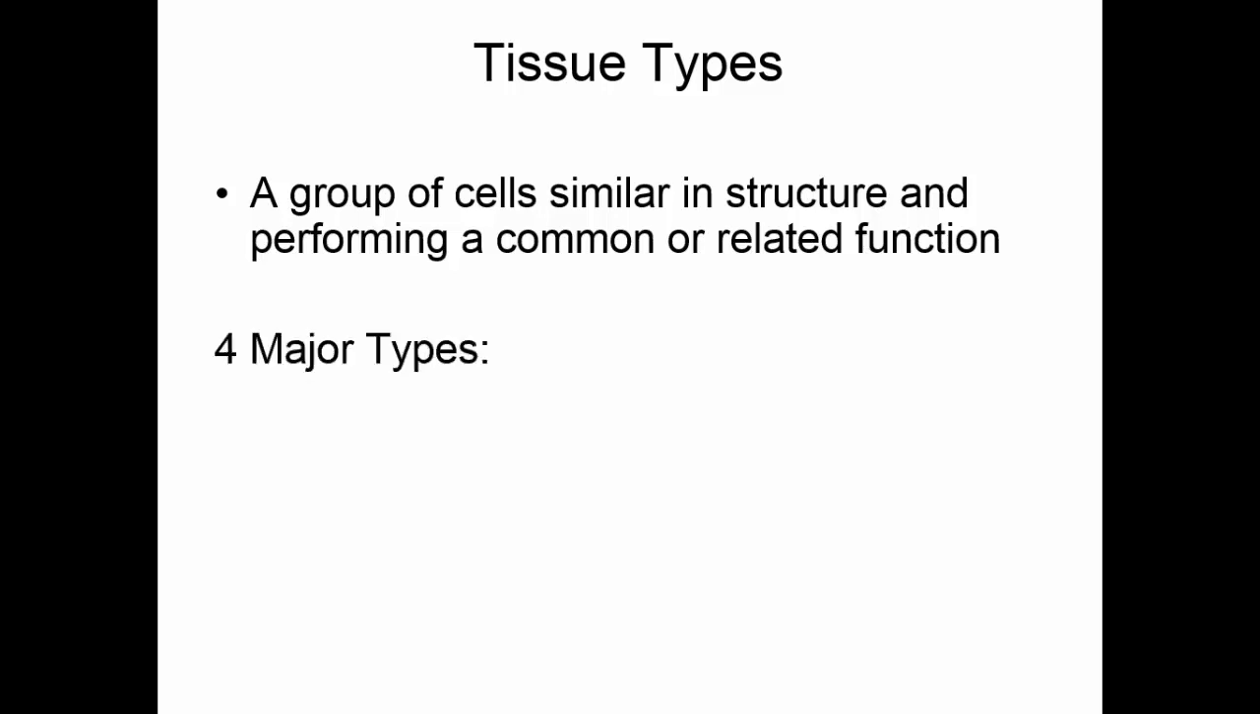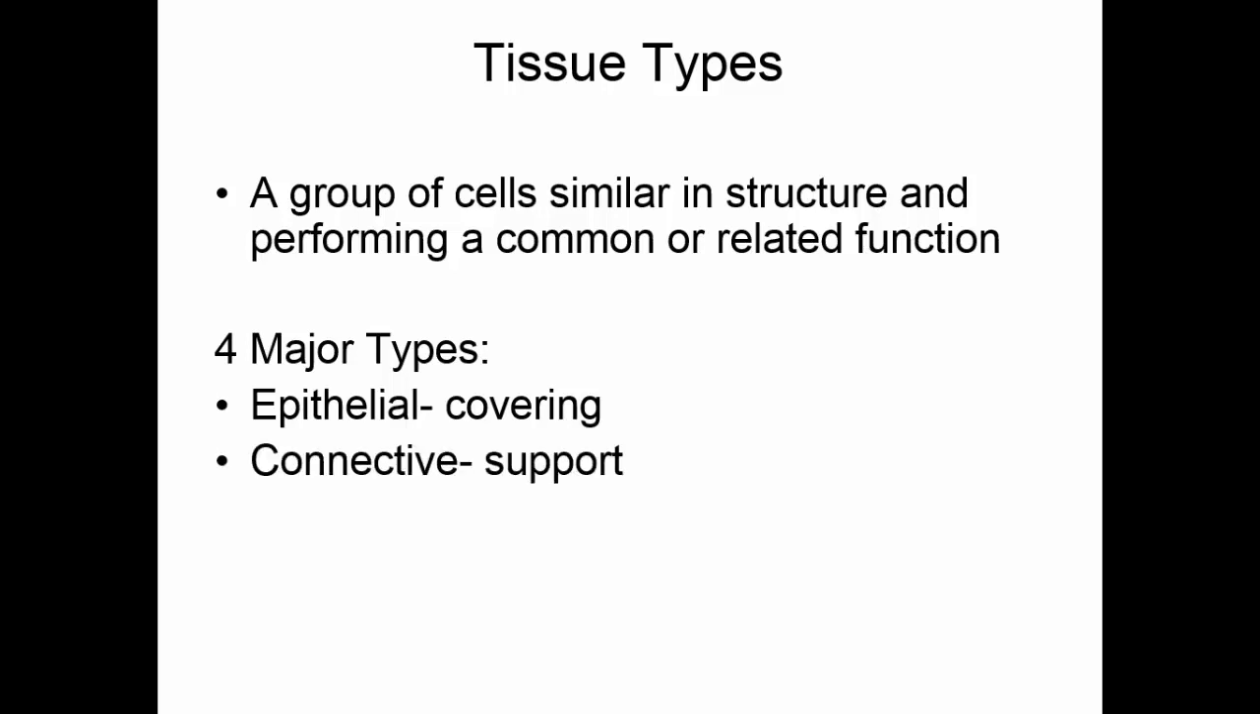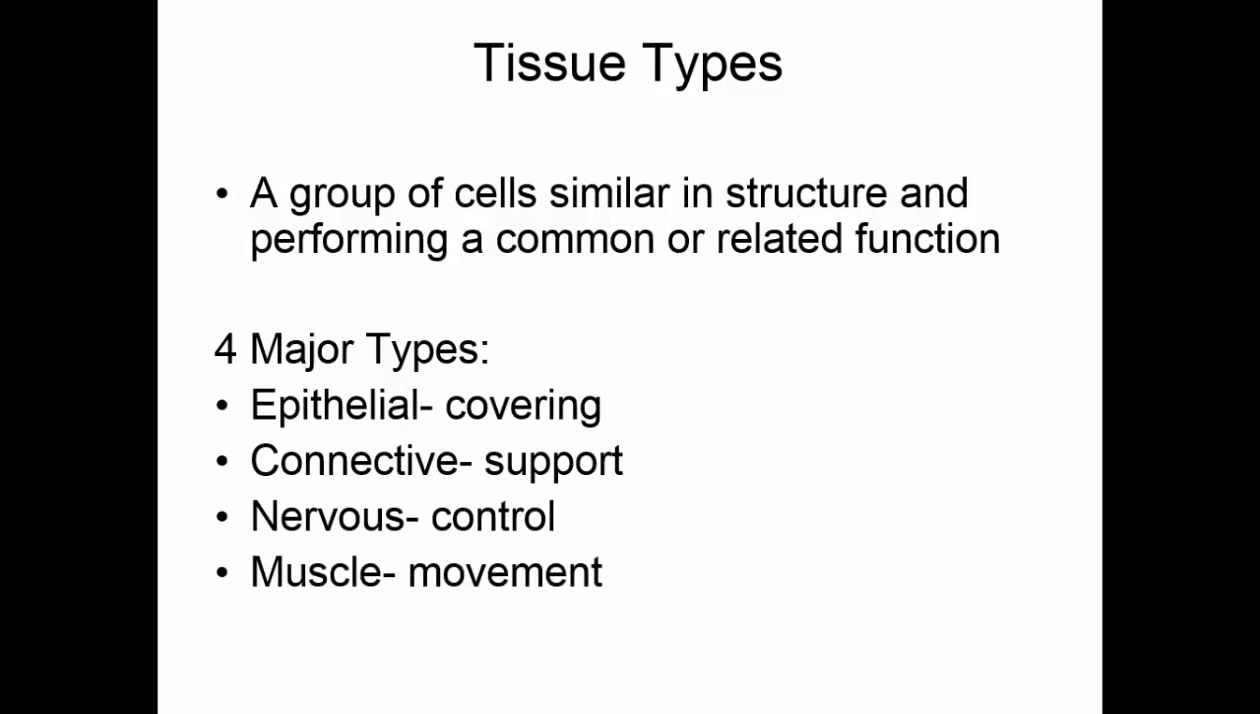There are four major tissue types. Epithelial tissue primarily covers things. Connective tissue is involved in supporting structures. Nervous tissue is involved in controlling the body, and muscle tissue is involved in movement.